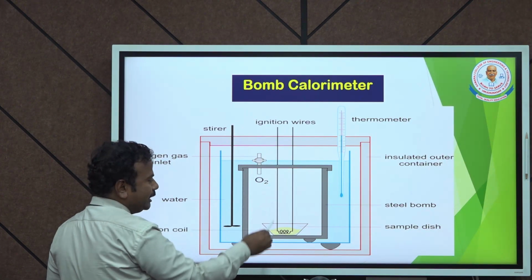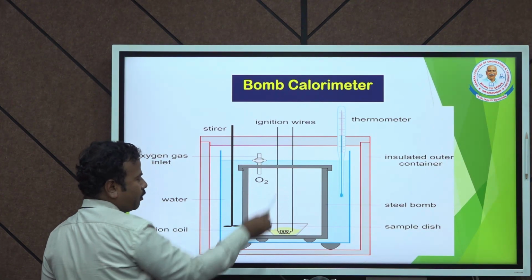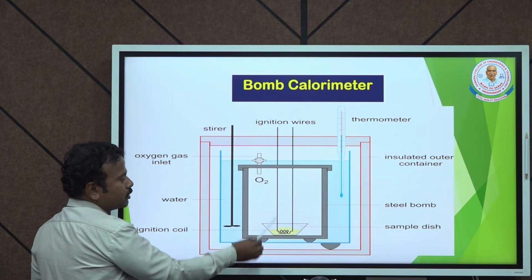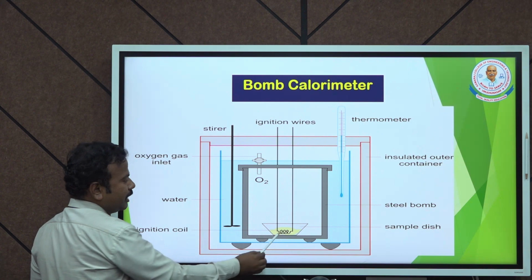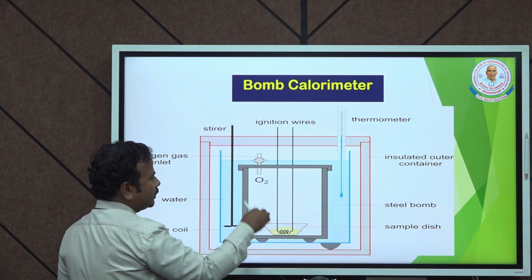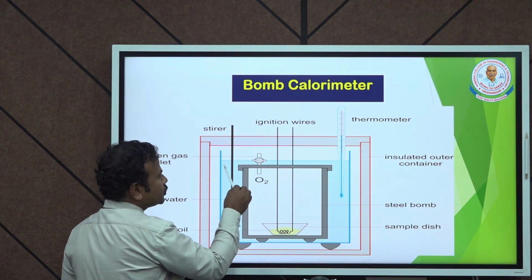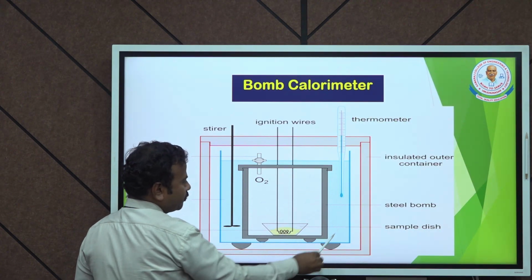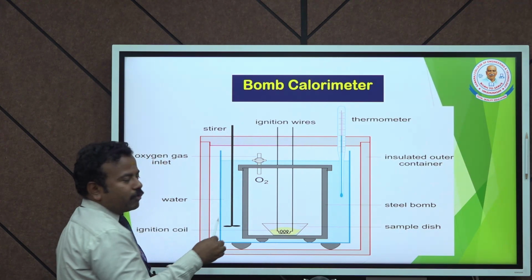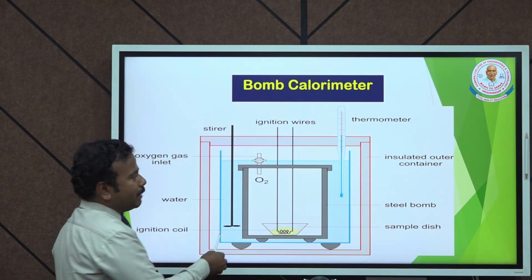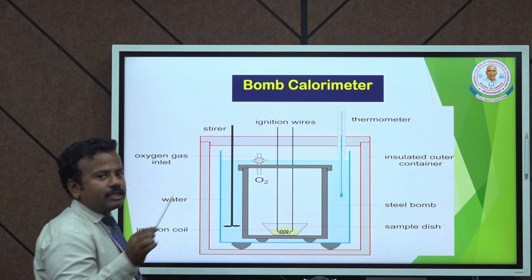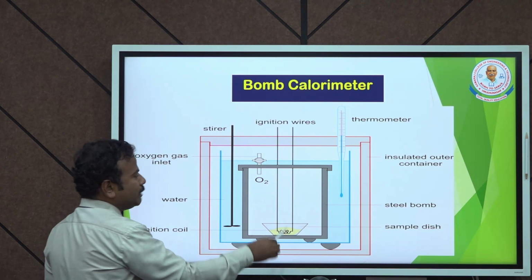Here the ignition wires are employed for the burning process, and this is the ignition coil. The whole steel bomb is immersed in the water container, fully covered with water. A stirrer is employed to keep the temperature uniform, and the thermometer denotes the temperature of the container.